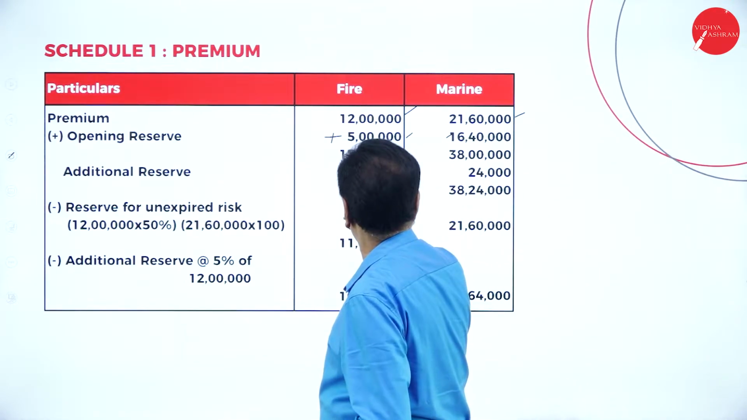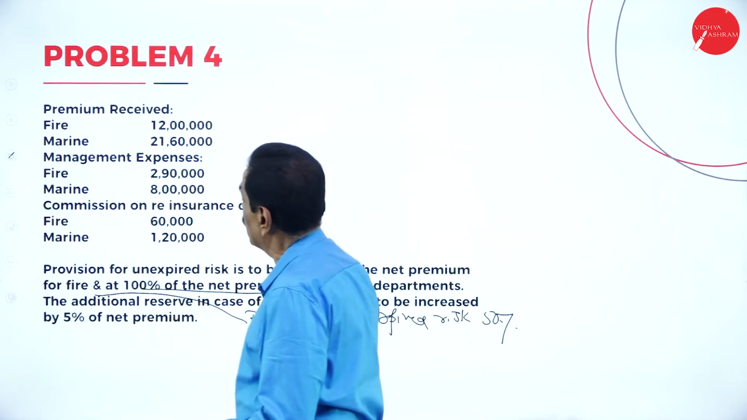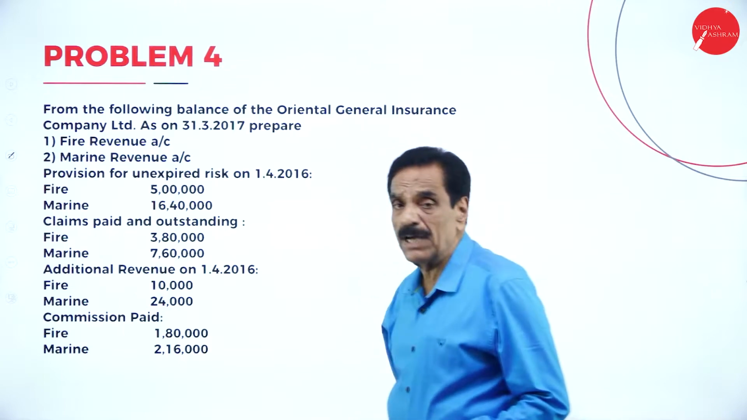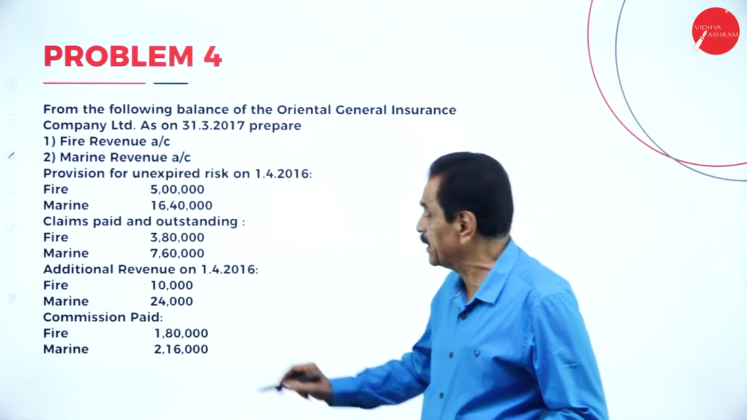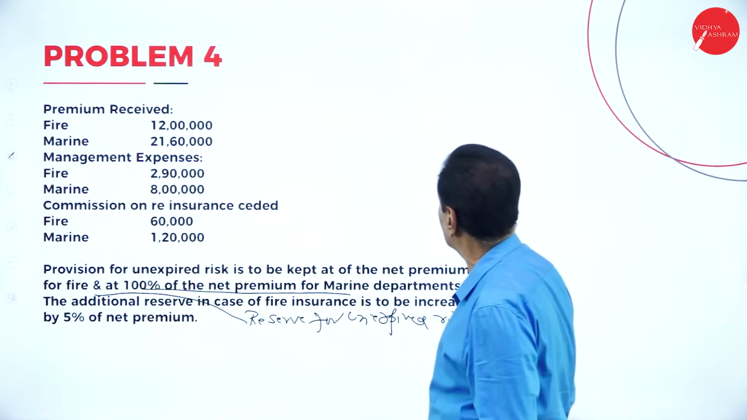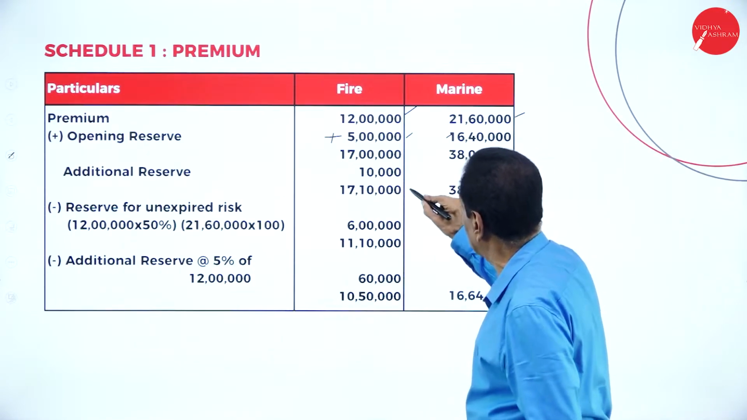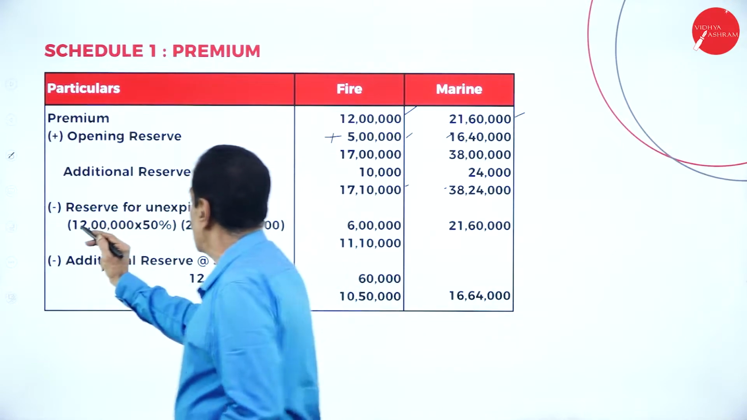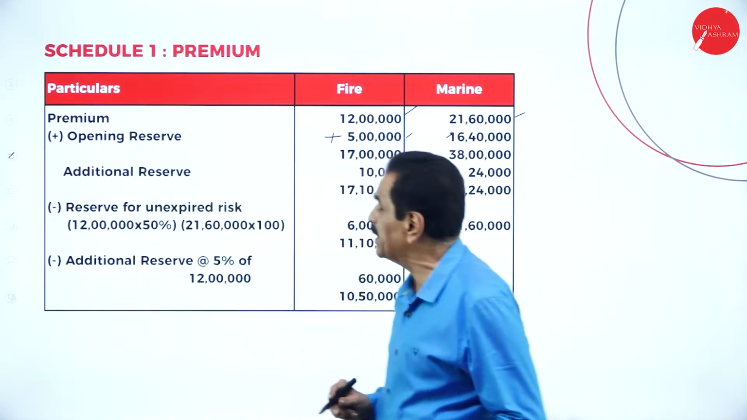Plus additional reserve should be added. What's your additional reserve? Beginning of the year should be added, end of the year should be deducted. So 10,000, 24,000. It becomes 17 lakh 10,000, 38 lakh 24,000. Minus reserve for unexpired risk.